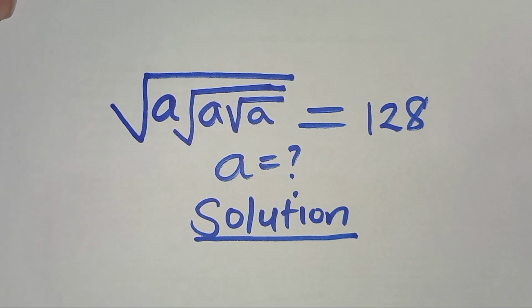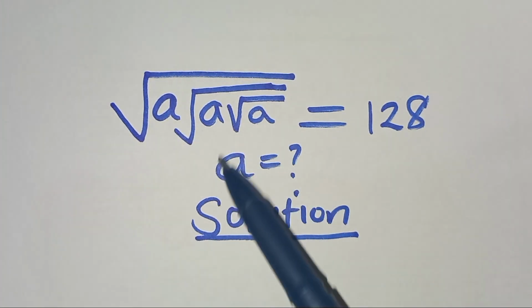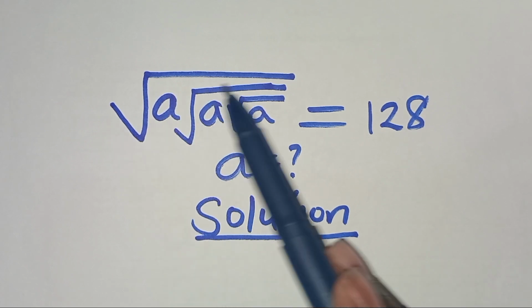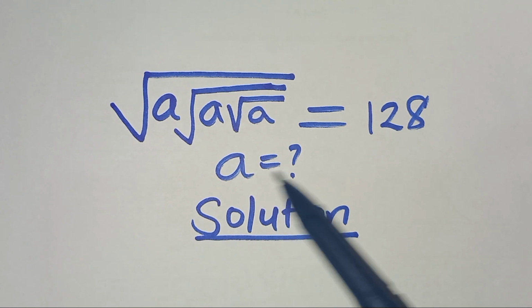Hello everyone, welcome back. Solve this nice square root radical equation: square root of a multiplying by square root of a multiplying by square root of a is equal to 128. So what is the value of a?